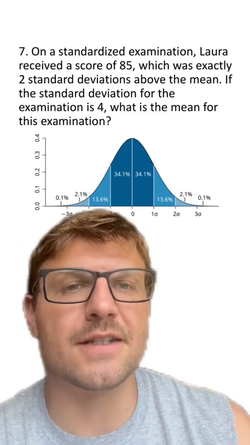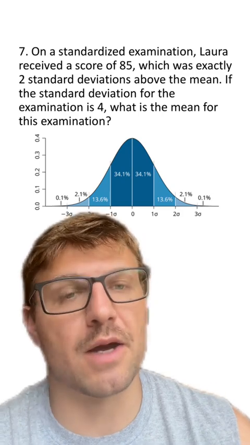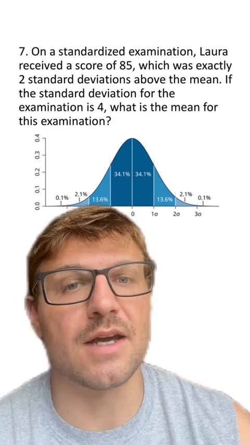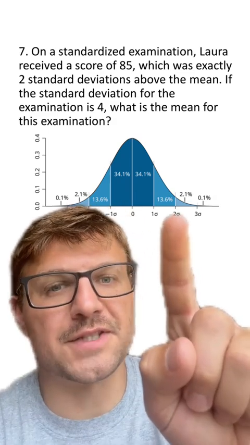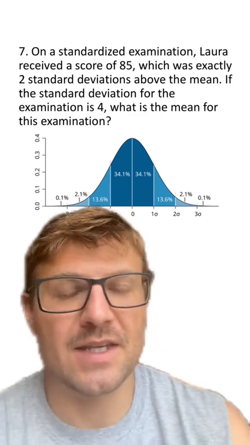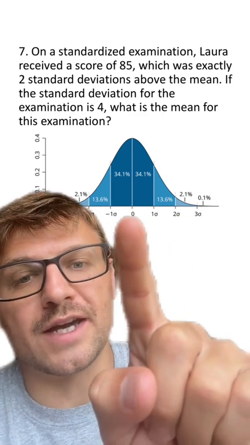On a standardized exam, Laura received a score of 85, which is exactly 2 standard deviations above the mean. If the standard deviation for the exam is 4, what's the mean of this exam? So again, Laura received a score of 85, which is 2 standard deviations above the mean. If the standard deviation is 4, we have to subtract 4 twice to find the mean.